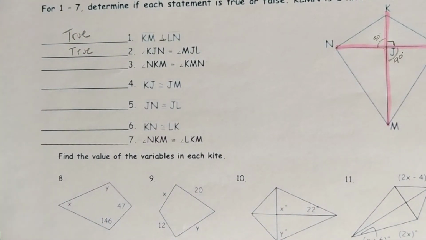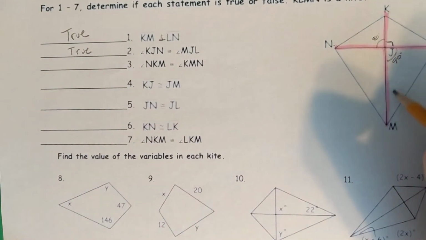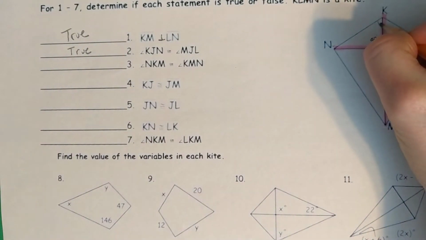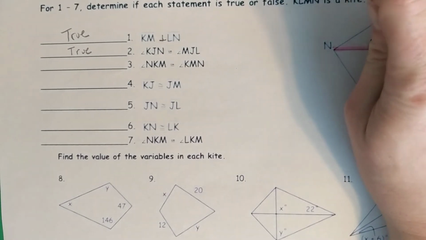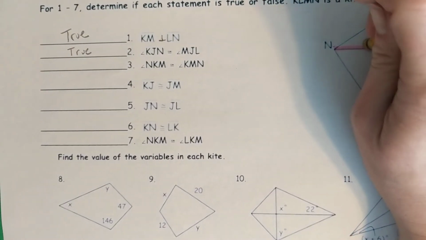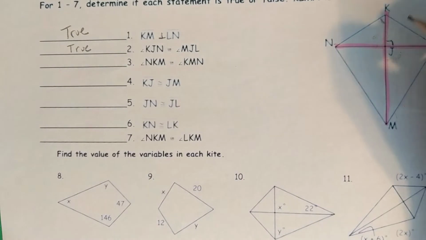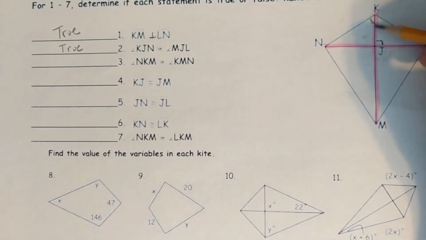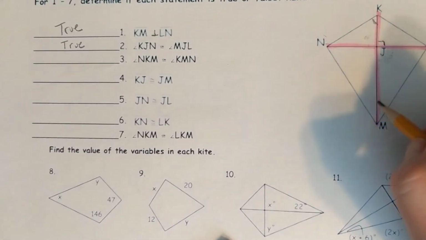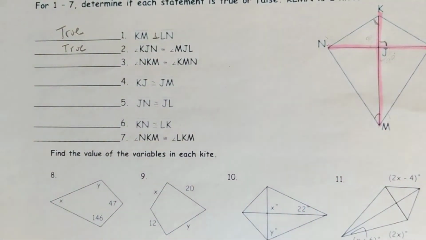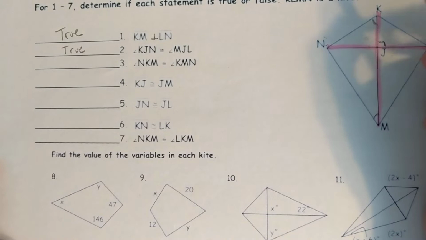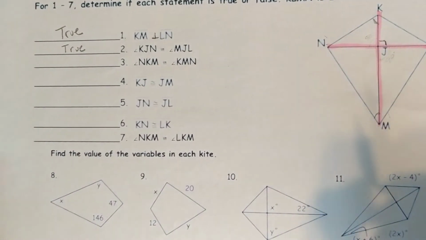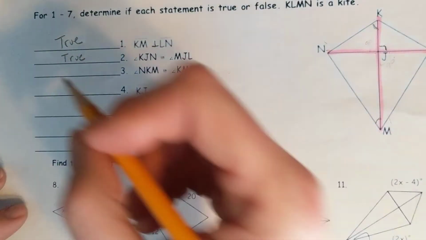Angle NKM, it's talking about this angle right here. Let me erase these out here for you. This angle up here, NKM, is congruent to angle KMN, this angle down here. And those are not congruent because this angle K is not congruent to angle M. Those are the vertex angles, so they're not congruent. So this is false.